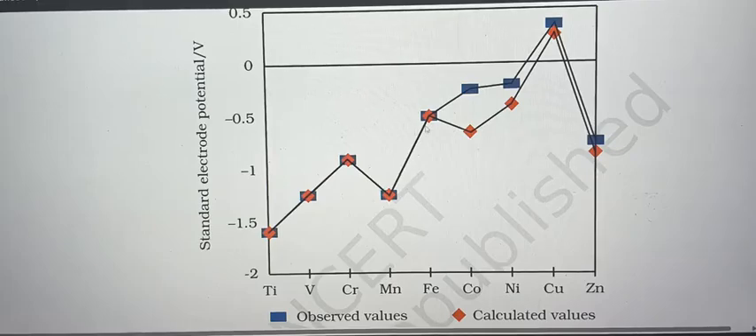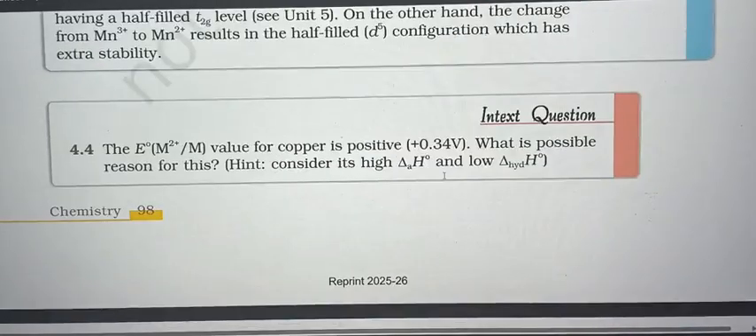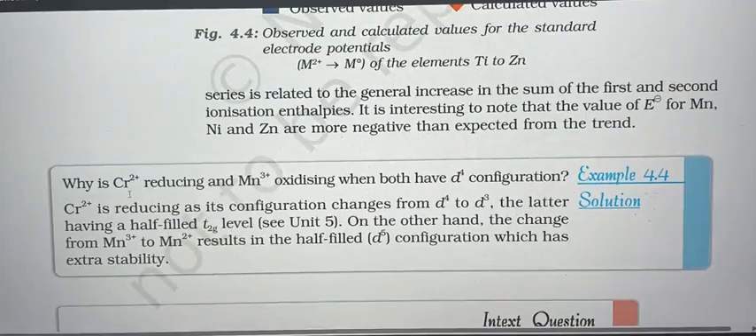So these are the reasons they could ask in the questions. Over here, they're saying in this question, Cr2+ and Mn3+ both are having d4 configuration. But this is a reducing agent, meaning it will get oxidized. If this is a reducing agent, it will get oxidized, meaning it has to lose an electron.